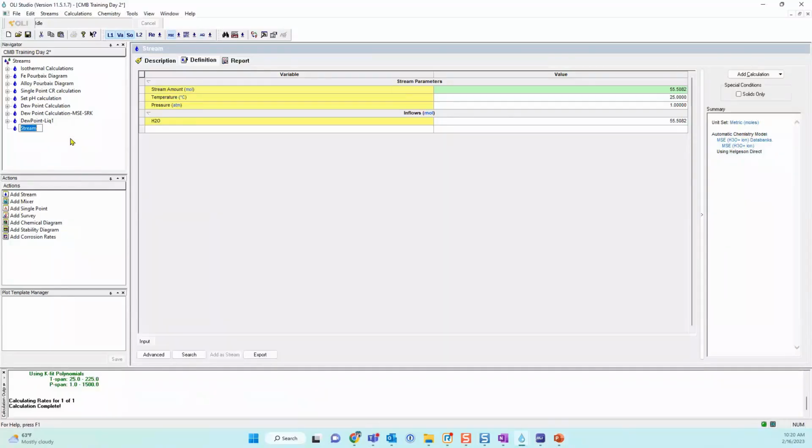So let's change the name of this stream to corrosion rates surveys. Okay. We're going to do the AQ framework. That is the next thing that we need to do.